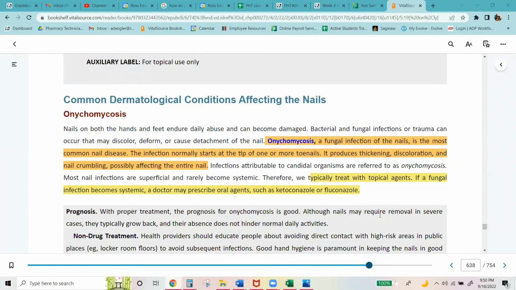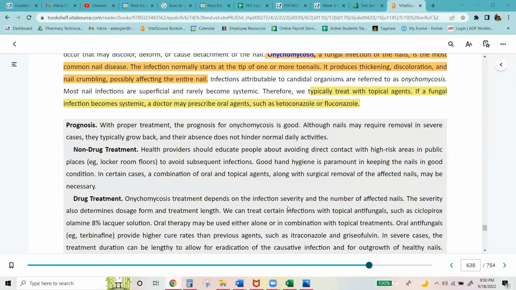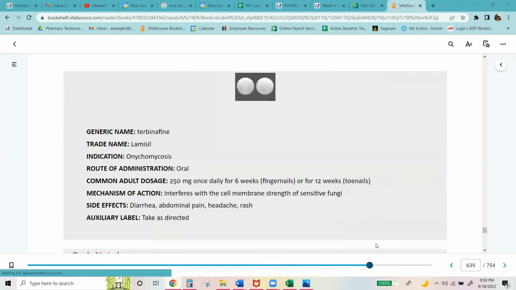Onychomycosis is a fungal infection of the nails, the most common nail disease, and it starts at the tip of one or more toenails. It produces thickening, discoloration, and nail crumbling, possibly affecting the entire nail. We typically treat it with topical agents. If a fungal infection becomes systemic, like throughout the body, a doctor may prescribe oral agents such as ketoconazole or fluconazole. Lamisil, the cream, also comes in a tablet that's prescription only, and it is indicated for onychomycosis.